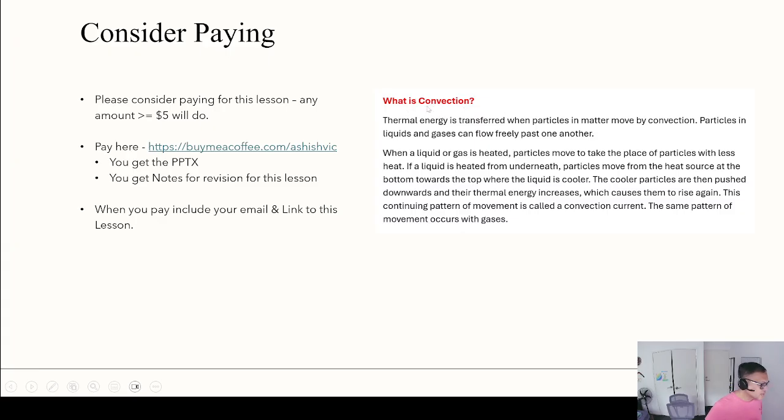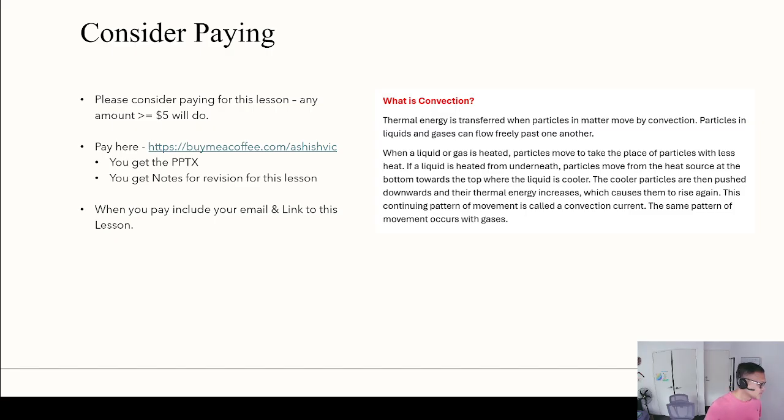Example of one such note is based on question and answer. So what is convection? The answer, if you want to make long answers, could be: thermal energy is transferred when particles in matter move by convection, and particles in liquids and gases can flow freely past one another. So when a liquid or gas is heated, particles move to take the place of particles with less heat. So you will get a properly worded answer for you to be able to learn. Now that you understand the concept, it will be easier for you to learn and then write bigger answers for better grades.